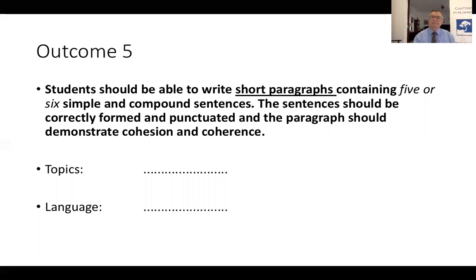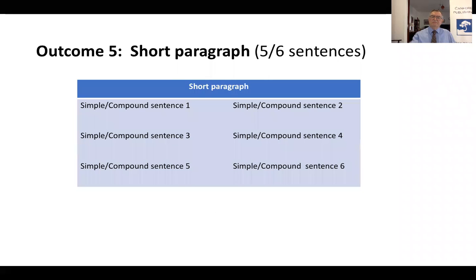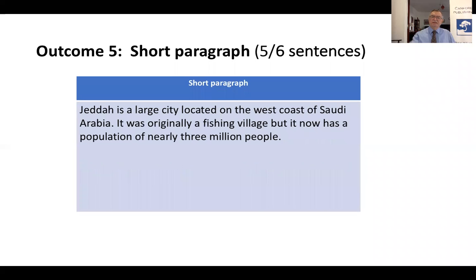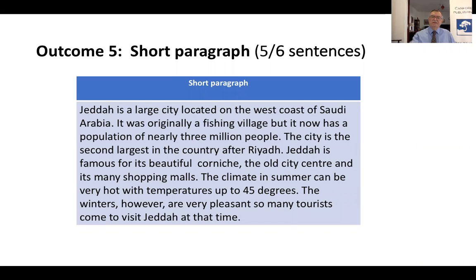So let's go on to short paragraphs. And these contain 5 or 6 simple and compound sentences. So we're moving up. It's a longer paragraph, and we're also making it more varied in terms of the sentence type. And the paragraph should demonstrate cohesion and coherence. So there we have our sentences. But again, they're not a list of sentences. They are connected. And hopefully a student would come up with a paragraph like this. If one of my students had come up with a paragraph like this, I would have been very, very happy. It's factual, it's informative, and it's cohesive and coherent as well.